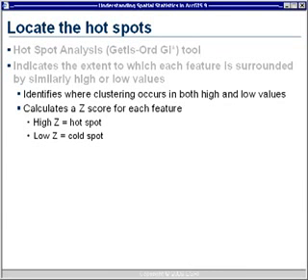This tool identifies clustering in both the high and low attribute values. A standardized Z-score is calculated for each feature. A high Z-score results when a feature has a high value and is surrounded by other features with high values. This is a hotspot. Similarly, a low Z-score results when we have features with low values surrounded by other features with low values. This is a cold spot.